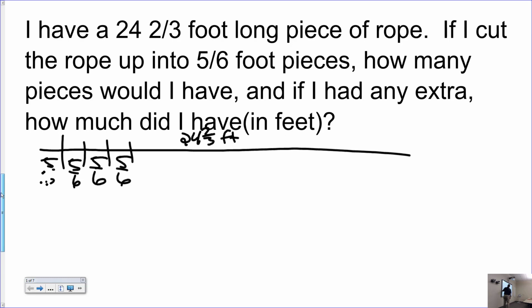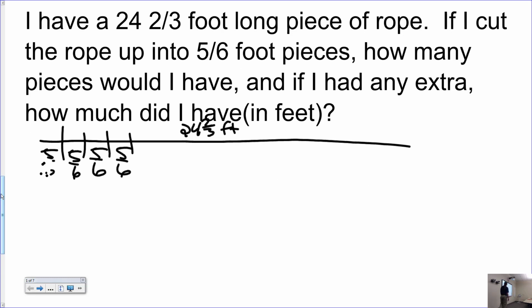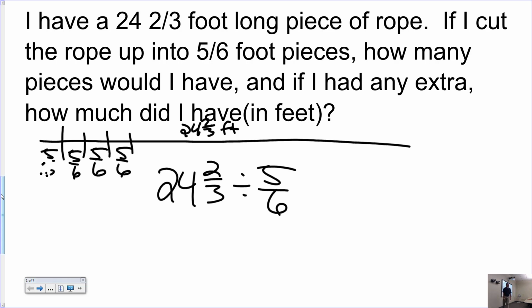Most people who are long time carpenter types immediately read 24 2/3 feet and start thinking, why didn't you just write it in inches? Yeah, because then you won't have any of the stupid fractions. But I like fractions, so I get to write it as fractions. But yes, the whole idea here, folks, is that you're going to take 24 2/3 and divide it by 5/6.